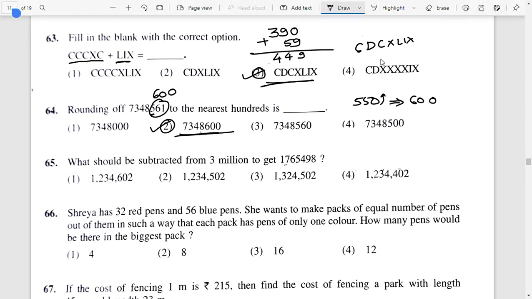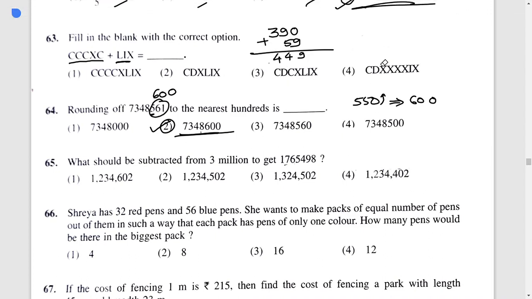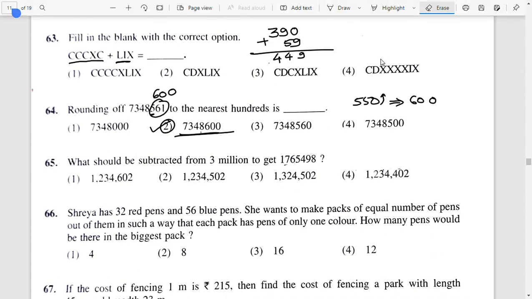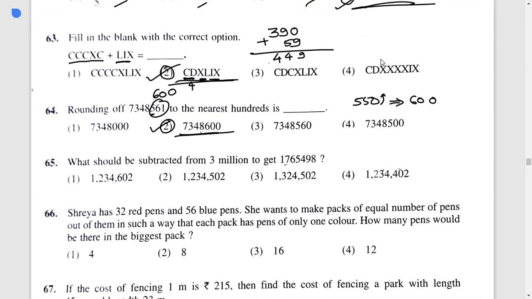So here in question number 63, just see it, 449 is not written like this. It will be written as this is 400, this is 49. Okay, this option is right here, 63. For question number 63, option 2 is the right answer, not the third one.